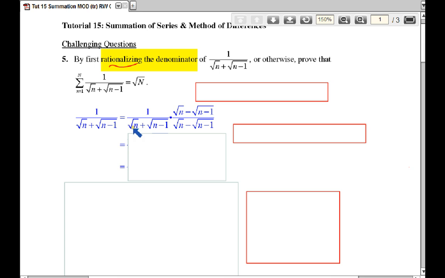But recall the idea of rationalizing. This is a plus b, this is a minus b. So you change the sign to a minus. That's the main idea. So there's nothing wrong in multiplying by 1 here. So far so good.